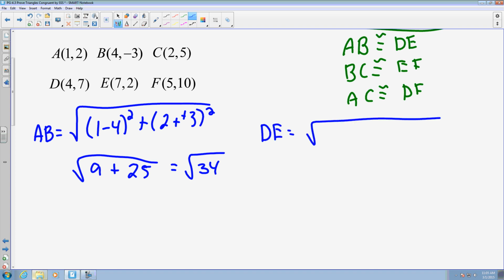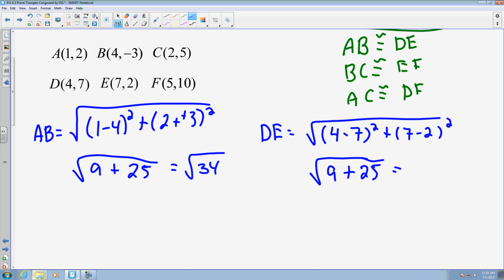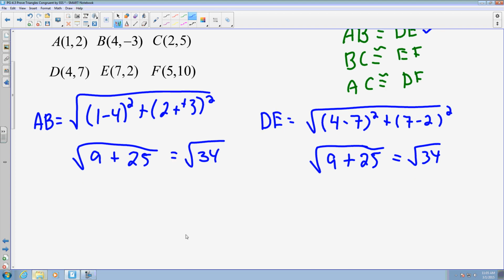So now I'm going to apply the distance formula. So I go over here. Looking at the coordinates, I can say 4 minus 7 and 7 minus 2. So 4 minus 7 gives me negative 3. Negative 3 squared is 9, plus 7 minus 2 is 5. 5 squared is 25. And that equals the square root of 34. That checks out. They're both the same. Now I need to see if BC is congruent to EF.